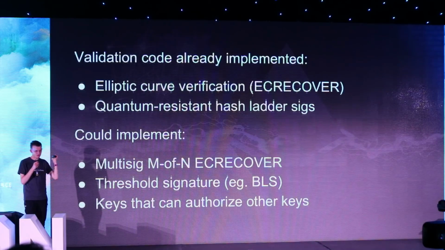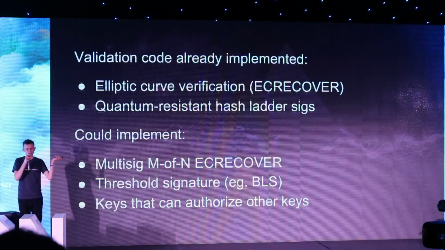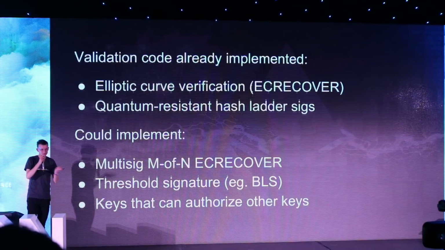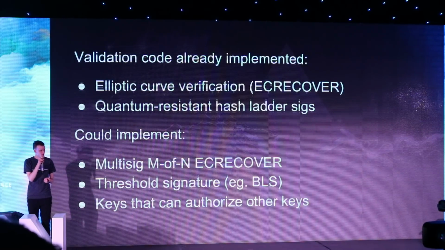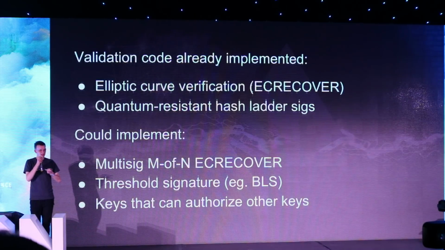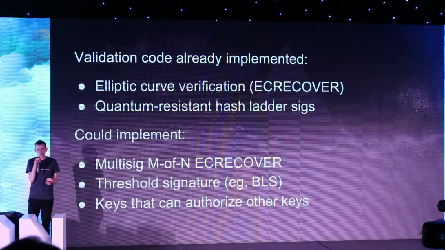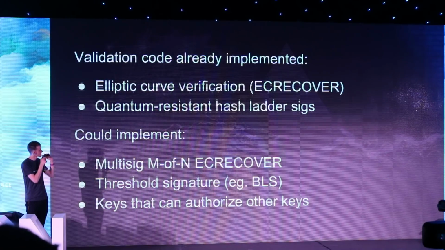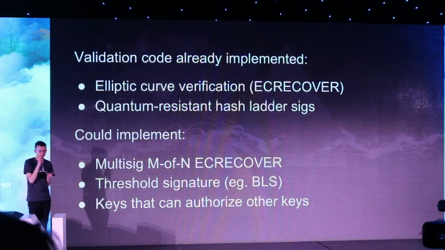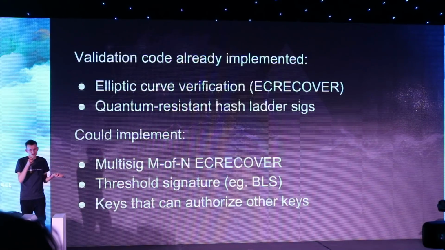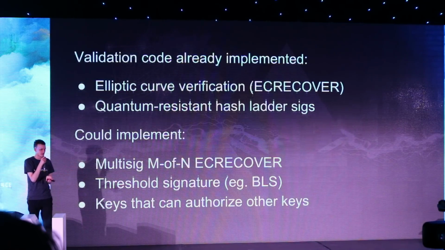So an elliptic curve verifier that specifies one particular public key is something you could use as validation code. If you're really concerned about the NSA having a quantum computer, and you want quantum-resistant signatures, well, you can just make a piece of validation code that verifies some quantum-resistant hash ladder signature. I've written a proof of concept of this already last year.